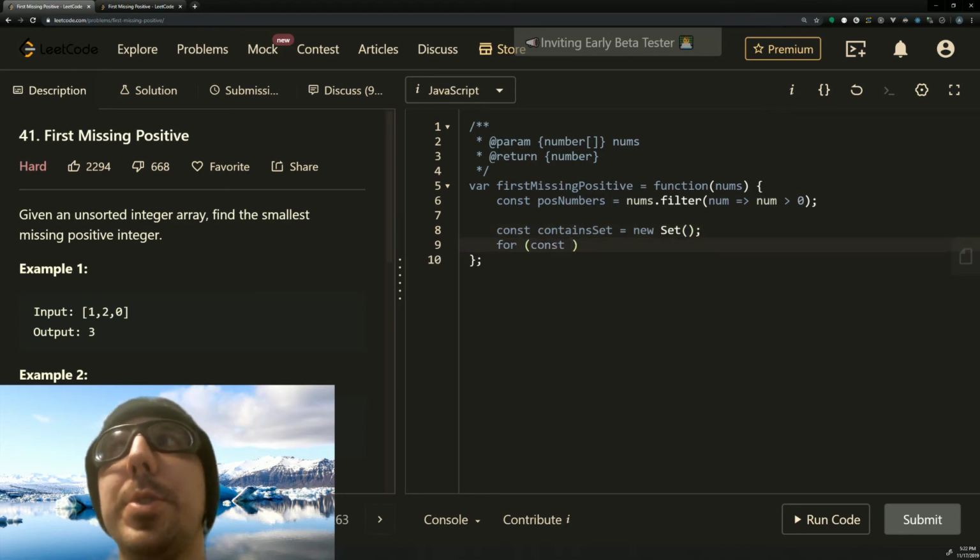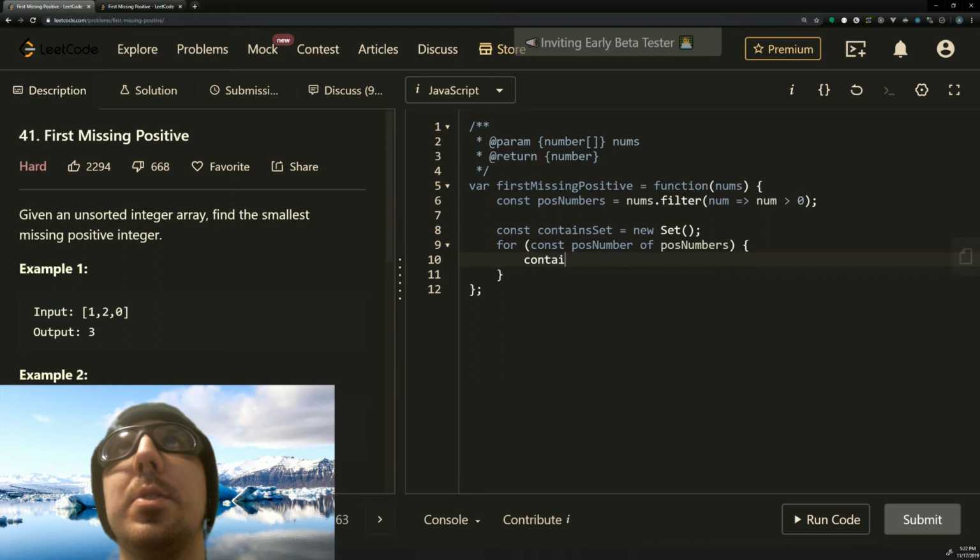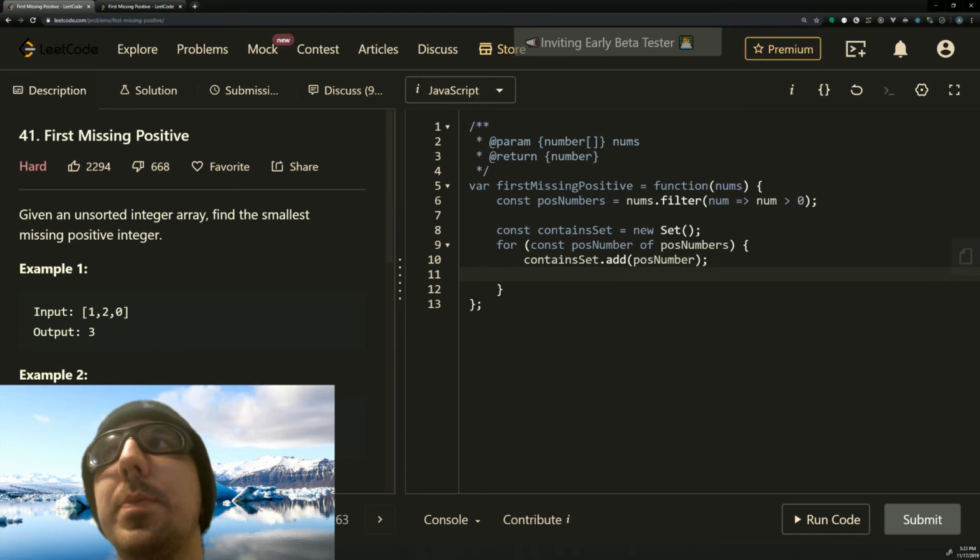So we're going to loop through this positive numbers array, and then we're just going to add this given positive number to our set, which will allow us to retrieve the truthiness of whether this value is in our given input, and it'll allow us to retrieve it rather quickly.